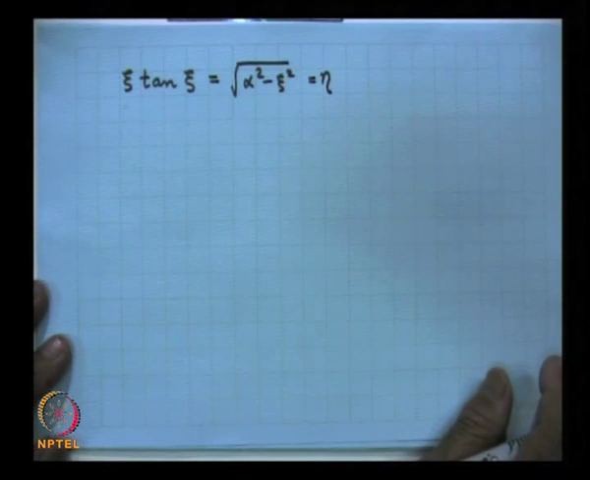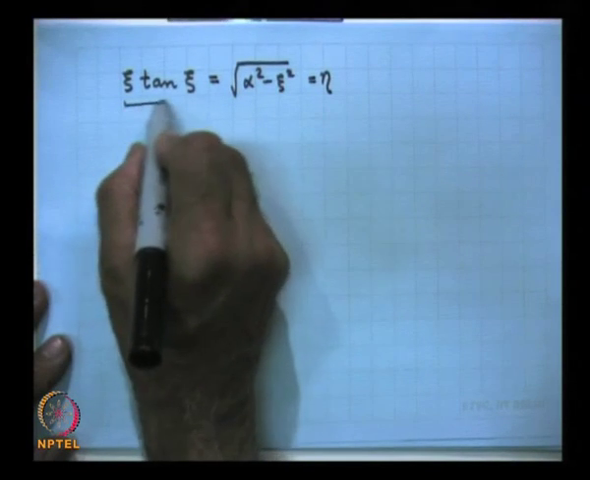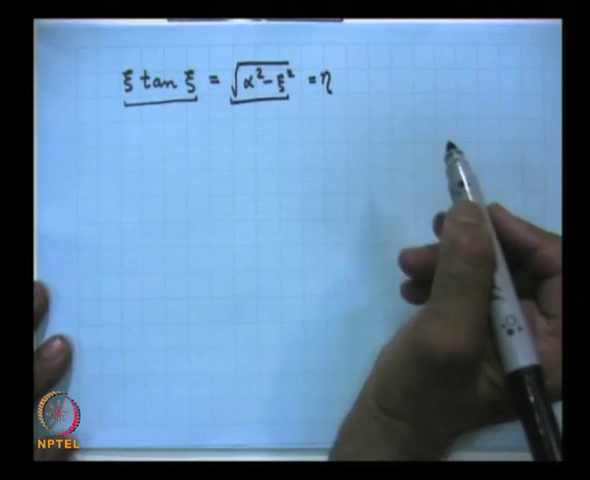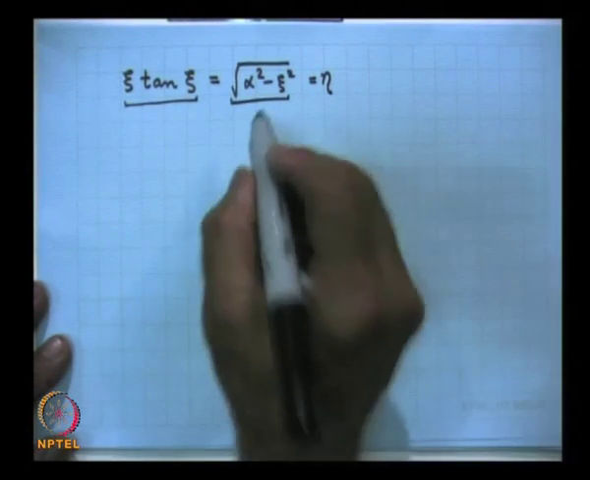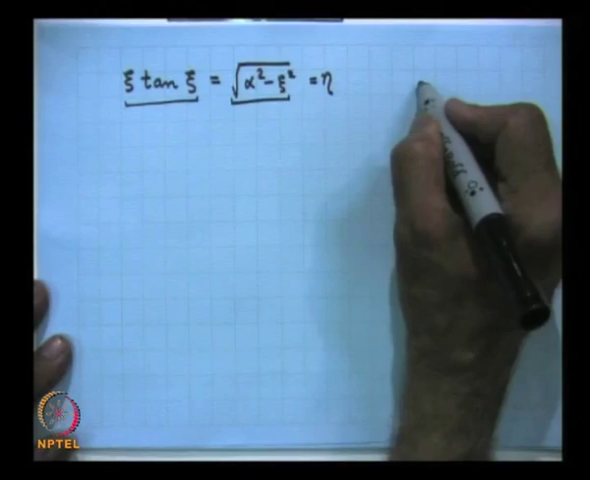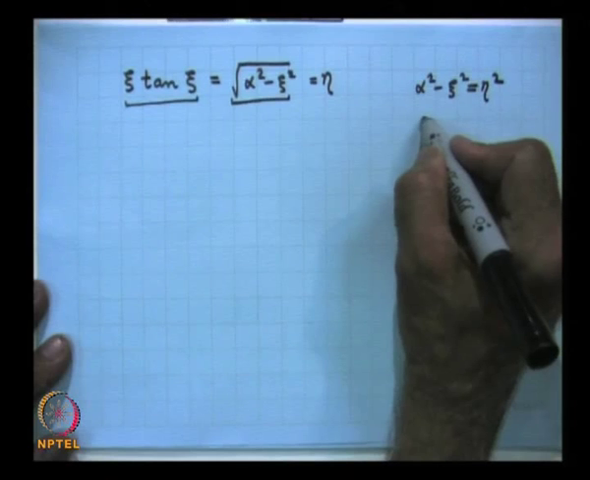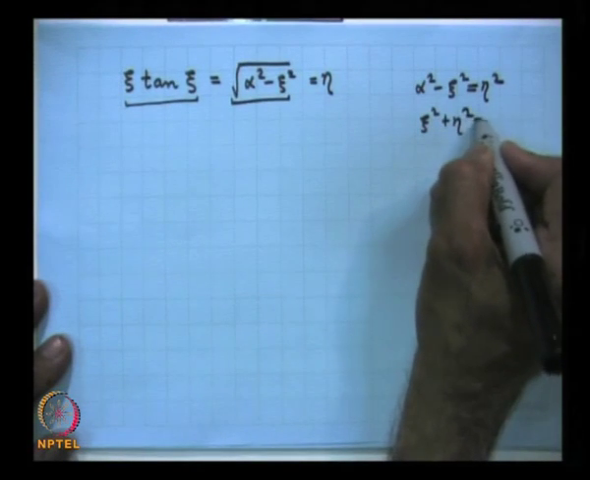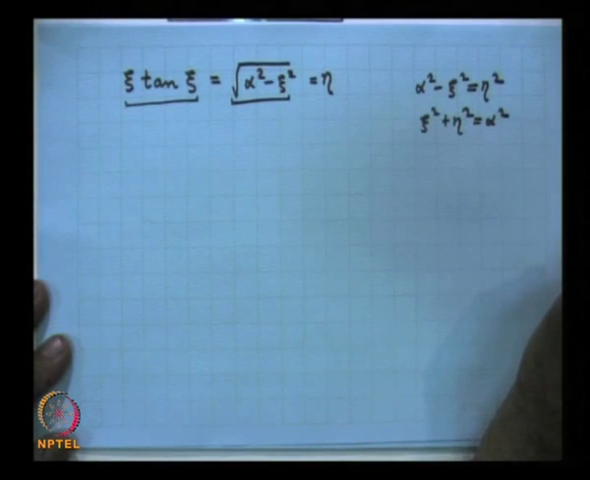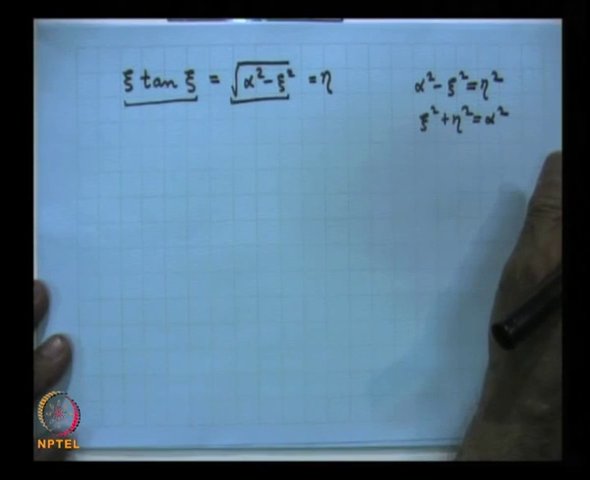So, what we do is that we plot the left hand side and the right hand side as a function of xi. Now, what is the right hand side? As we have seen, if I square this, I get alpha square minus xi square is equal to eta square. So, xi square plus eta square is equal to alpha square. This is the equation of a circle in the xi eta plane. x square plus y square is equal to alpha square is the equation of a circle of radius alpha.